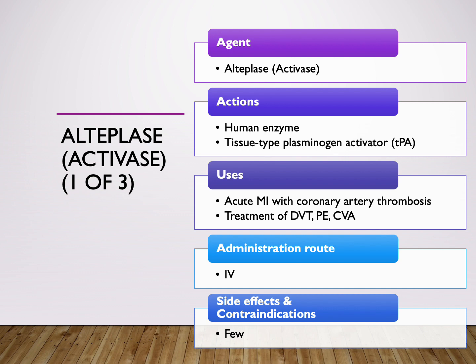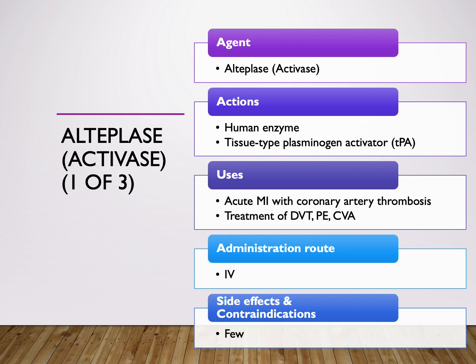Now, alteplase or Activase is a thrombolytic agent that is produced by recombinant DNA technology, and this is a second-generation thrombolytic. Second-generation thrombolytics are produced by recombinant DNA technology, and they are biosynthetic, and they're made from a naturally occurring enzyme called human tissue plasminogen activator, or human TPA. And this is extracted from ovarian cells of the Chinese hamster.